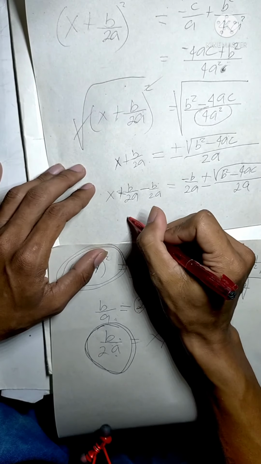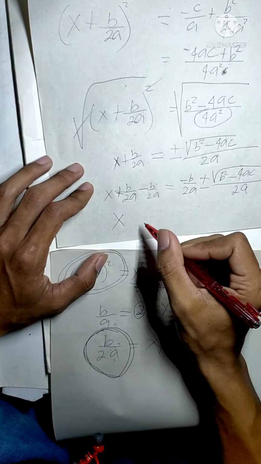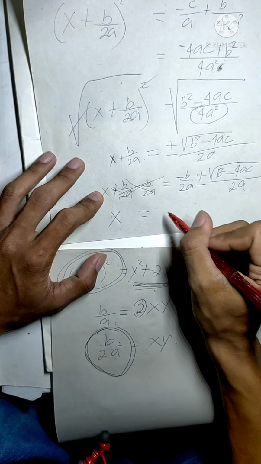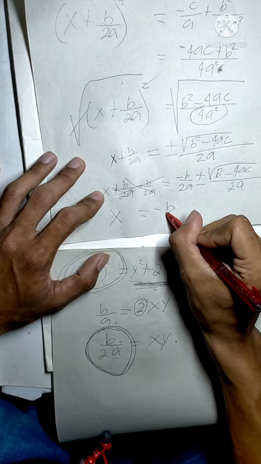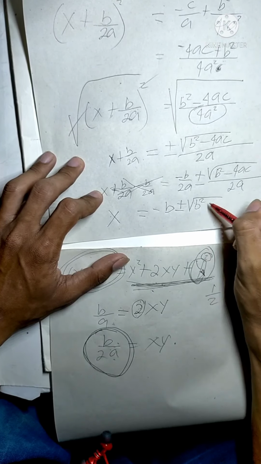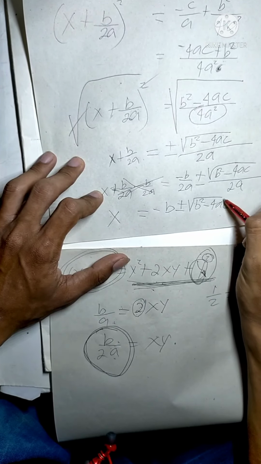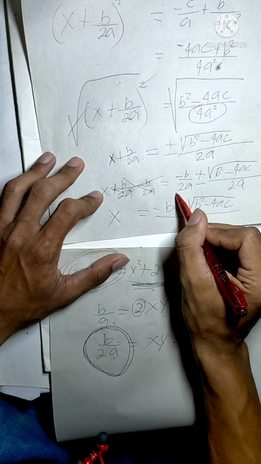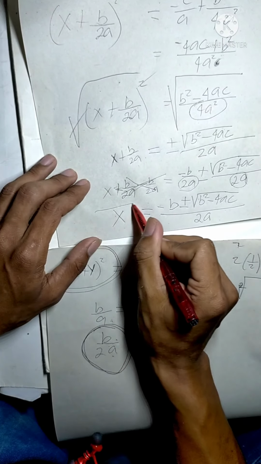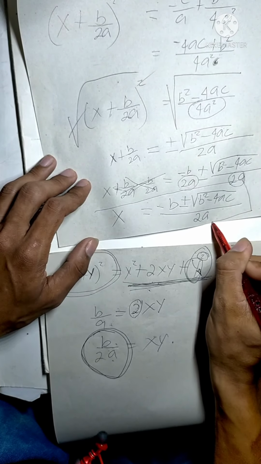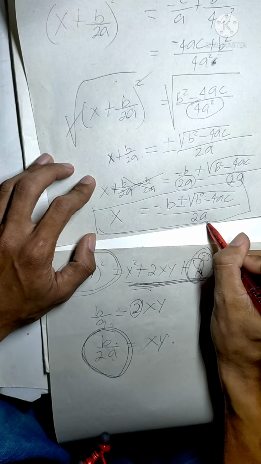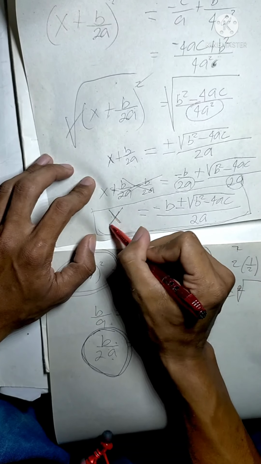Okay, so this is 0, then x is equal to negative b plus minus square root of b squared minus 4ac, all over the same denominator, 2a. So this is the formula of the quadratic. This is the quadratic formula to find the root of x.